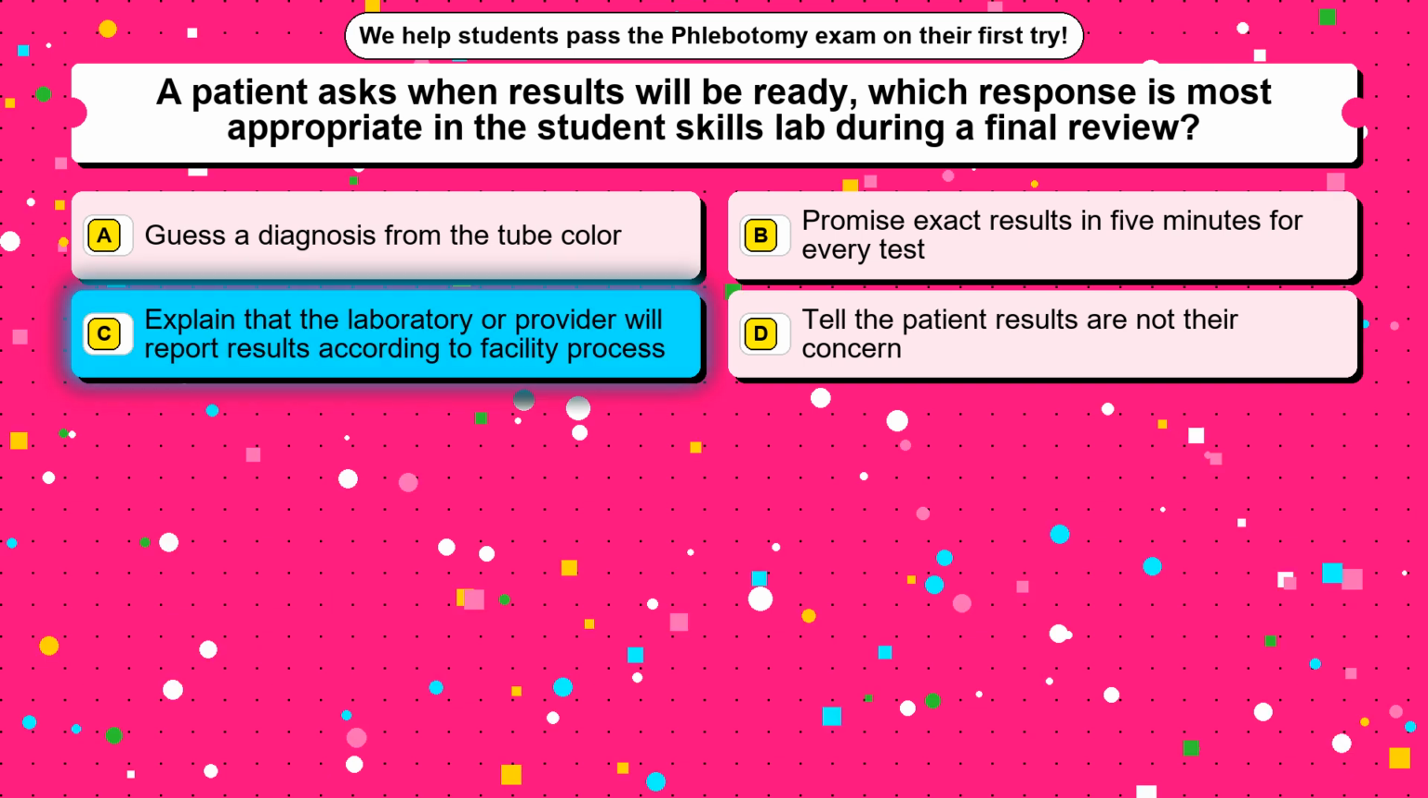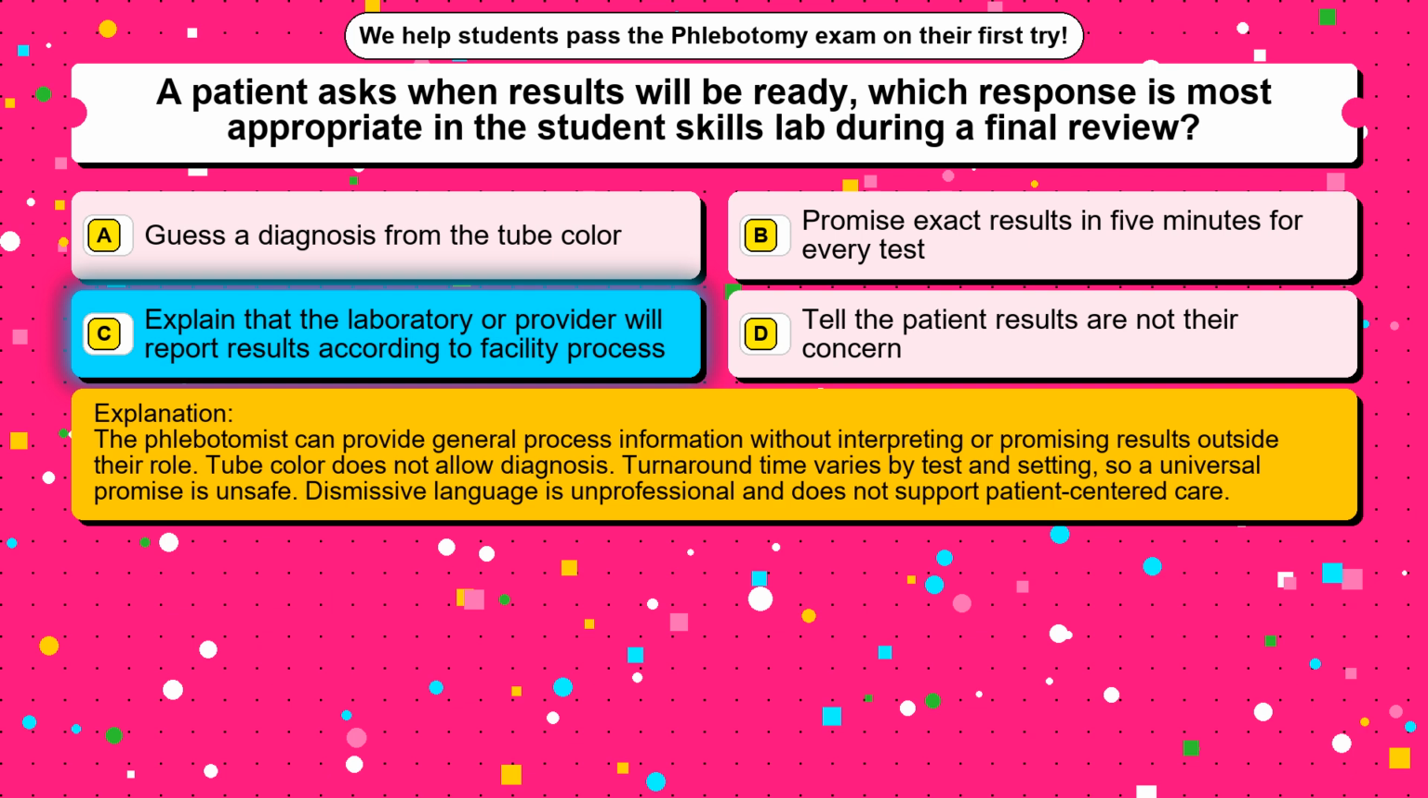The correct answer is option C. Explain that the laboratory or provider will report results according to facility process. The phlebotomist can provide general process information without interpreting or promising results outside their role. Tube color does not allow diagnosis. Turnaround time varies by test and setting, so a universal promise is unsafe. Dismissive language is unprofessional and does not support patient-centered care.